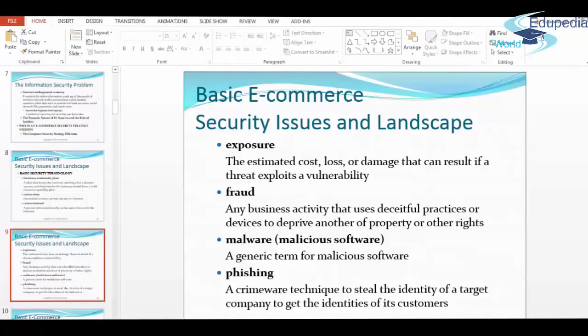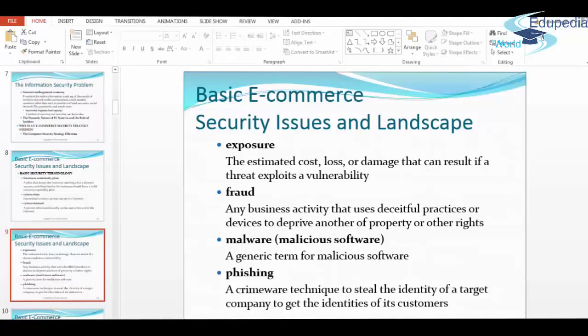Fraud: any business activity that uses deceitful practices or devices to deprive another of property or other rights. That's fraud. Okay. Most of the fraud activities happen through malicious software or spyware. Espionage, that's what we're talking about. All of these are fraud activities, criminal activities that you use to get or steal other people's data and then sell it or use it for your own purpose.